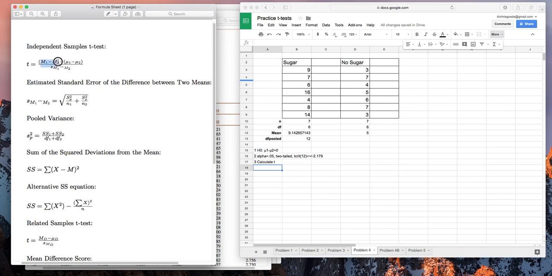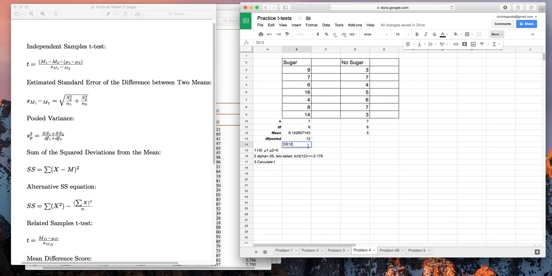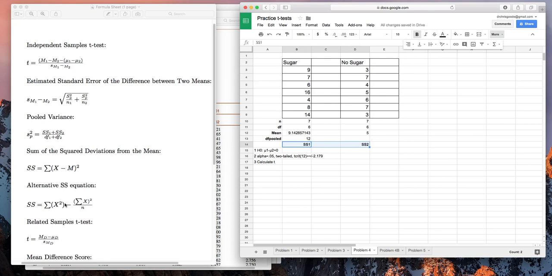To get t, we need the mean difference. We have that. This is going to be 0 from the null. The bottom part here, the estimated standard error, we need pooled variance then. Pooled variance means we need sums of squares. And I said last time I could do sums of squares all in one formula, right? But I'm going to use this alternative sums of squares equation, which means I'm going to need the sum of x, but I'm going to do that in the one formula, and I also need the sum of x squared. So I actually need to do the squared scores over here, and here as well.